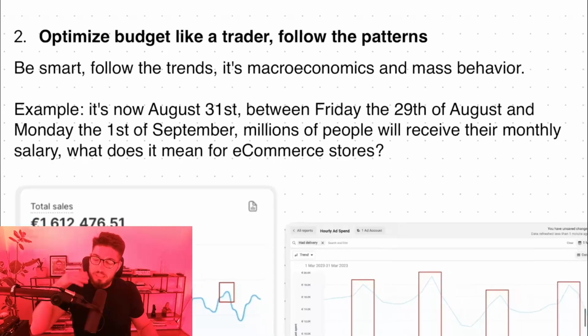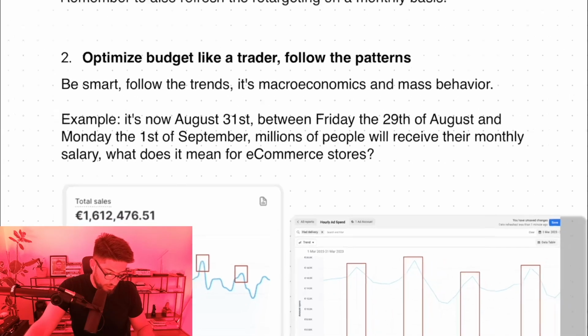So as an example, today it's August 31st. Between Friday the 29th of August and Monday the 1st of September, millions of people will receive their monthly salary. And I ask you, what does it mean for an e-commerce store? What does it mean? There's more liquidity in the market. So the willingness to spend money on things that they don't need goes up. And so that's just one example.